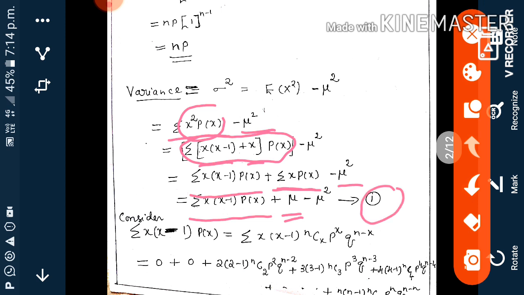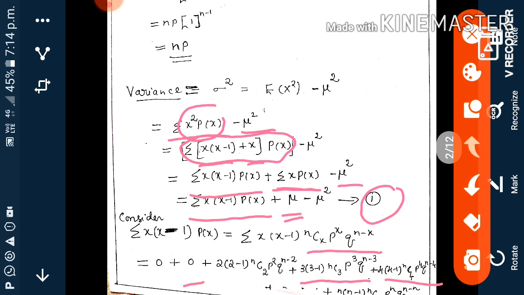Now consider the first term: summation x into (x minus 1) p of x is equal to summation x into (x minus 1) times p of x. What is p of x? nCx p to the power x q to the power n minus x. Now we will expand this by taking x values from 0 to n. When x is 0, the term is 0. When x is 1 also, 1 minus 1 is 0, so the second term is also 0. It starts from the third term. So when x is 2, 2 into (2 minus 1) is 2 into 1, times nC2 p square q to the power n minus 2. Similarly, when x equal to 3 we get this, x equal to 4 we get this.